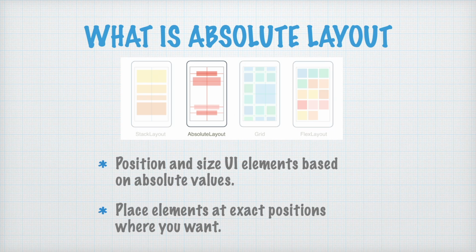So what is absolute layout? Absolute layout in .NET MAUI allows you to position and size UI elements based on absolute or proportional values. Unlike other layouts, it offers freedom to place elements exactly where you want on the screen, regardless of other elements. This layout is especially useful for complex designs where exact positioning is needed. Let's go to Visual Studio and look at some examples.